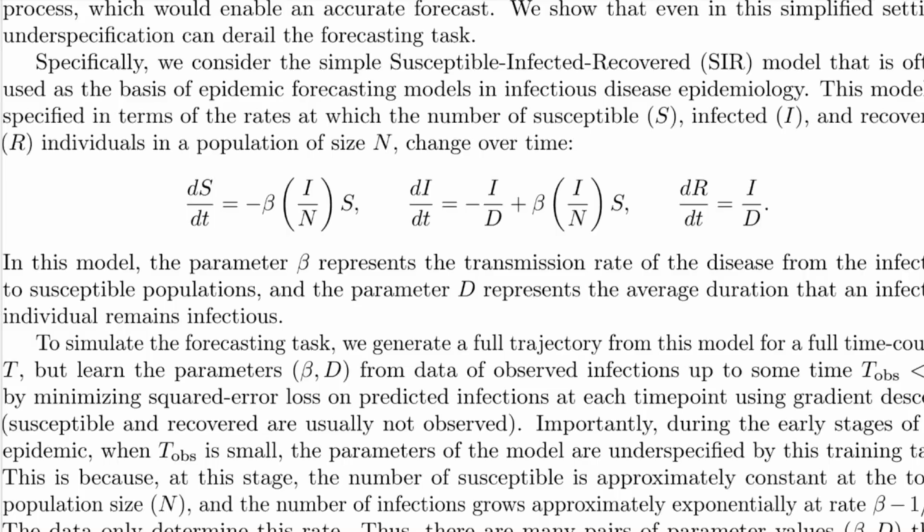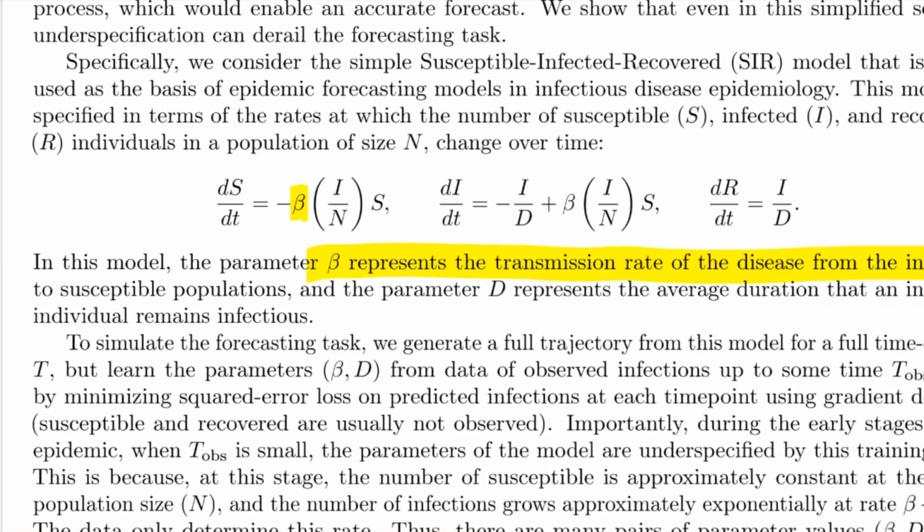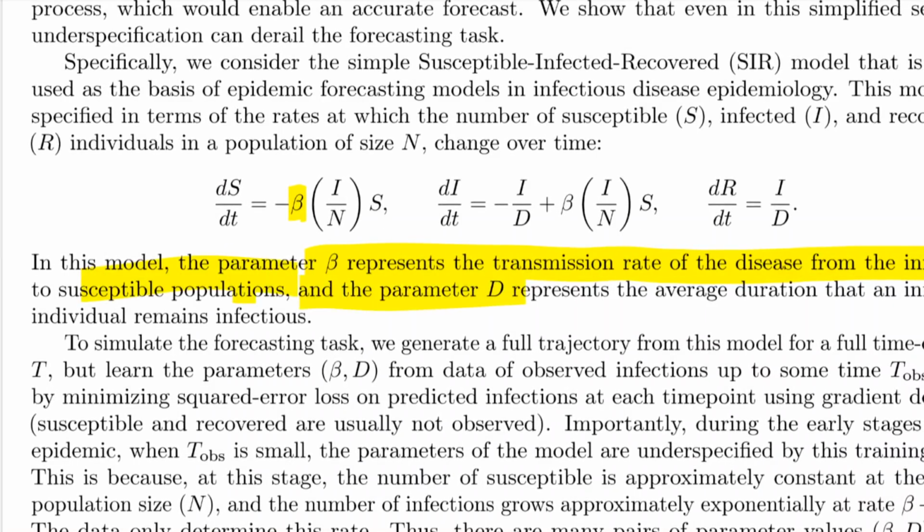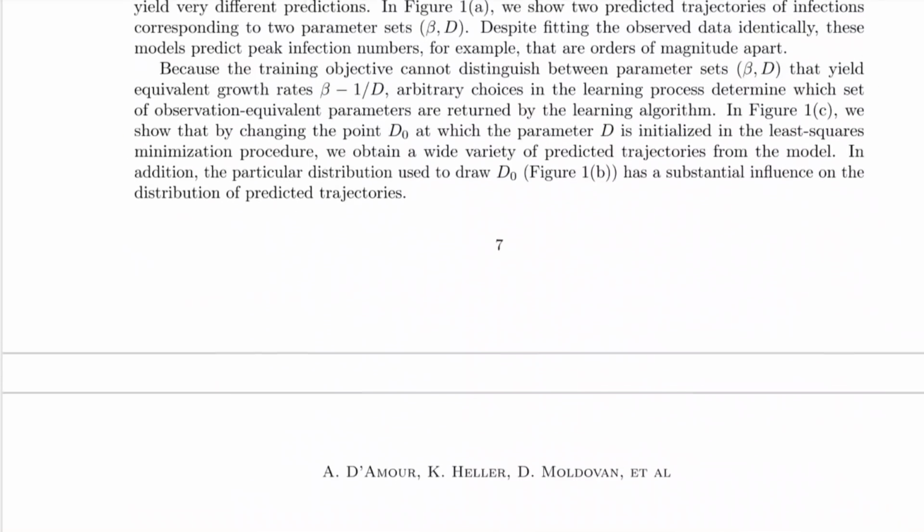There are two parameters, namely this beta right here, which represents the transmission rate of the disease from the infected to susceptible populations, and the parameter D, which represents the average duration that an infected individual remains infectious. Once you plug in those parameters, you start with some initial population. S is susceptible, I is infected, and R is recovered. So you start with 100% susceptible, 0 infected, 0 recovered, you let this play out and you see how well that works.